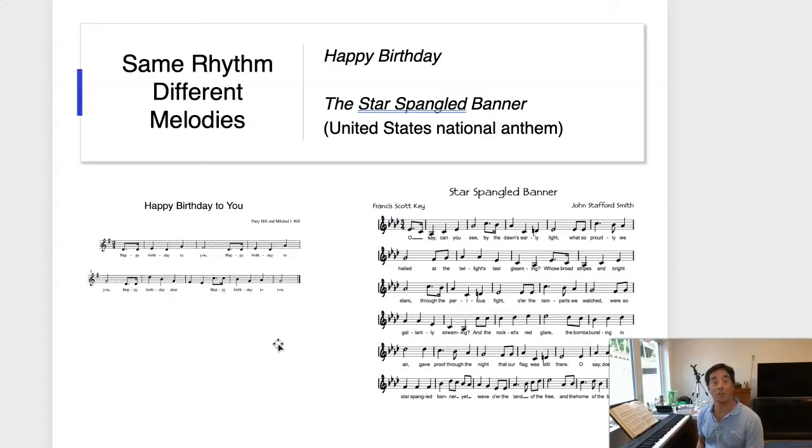Star-Spangled Banner begins. Oh, that one's in the wrong key. Okay, so again.